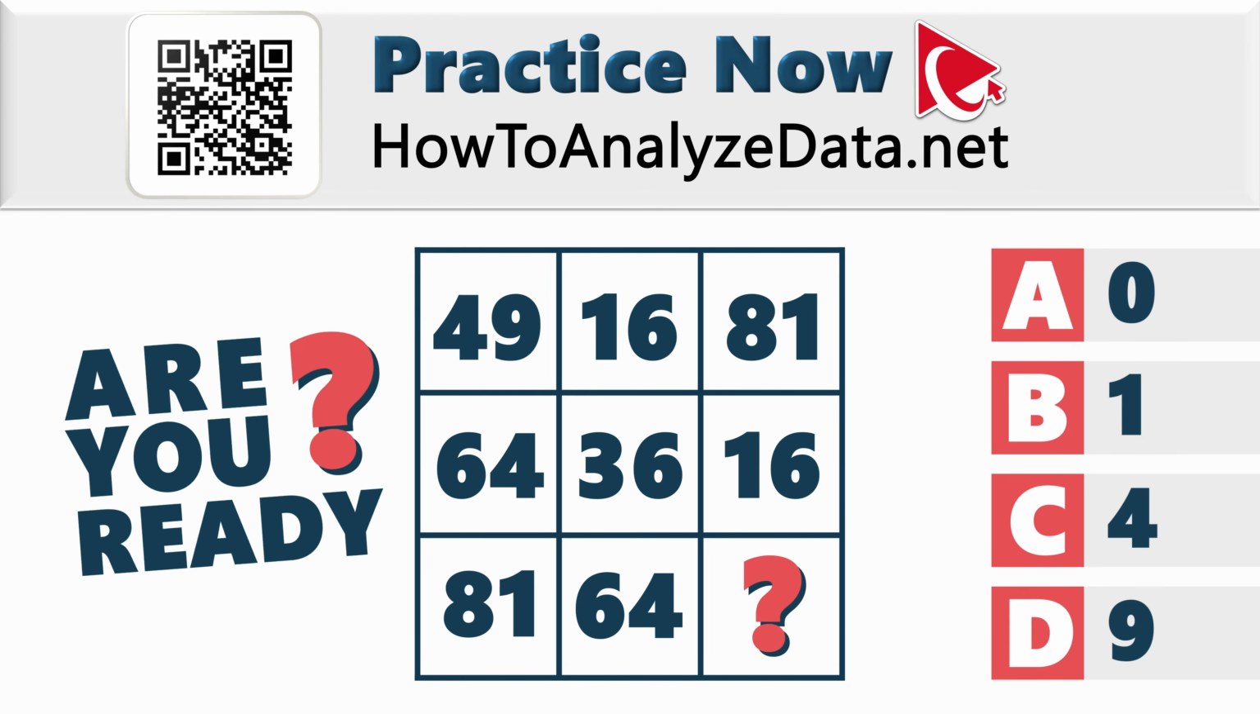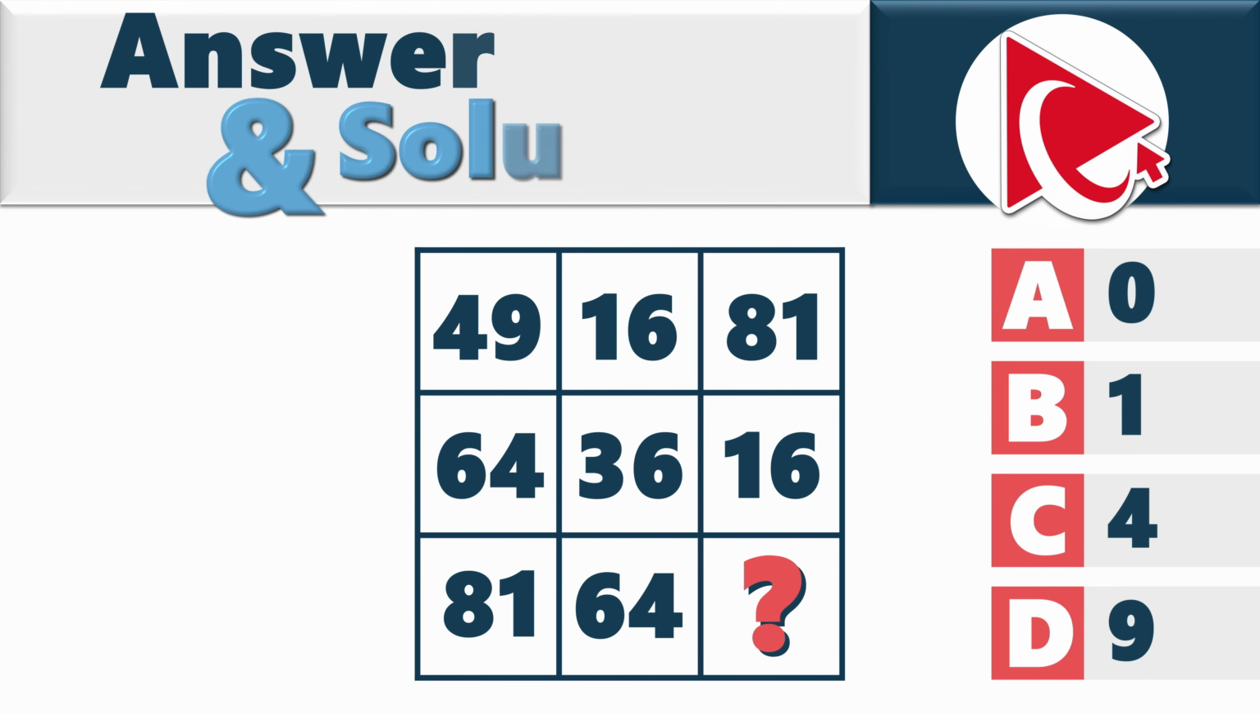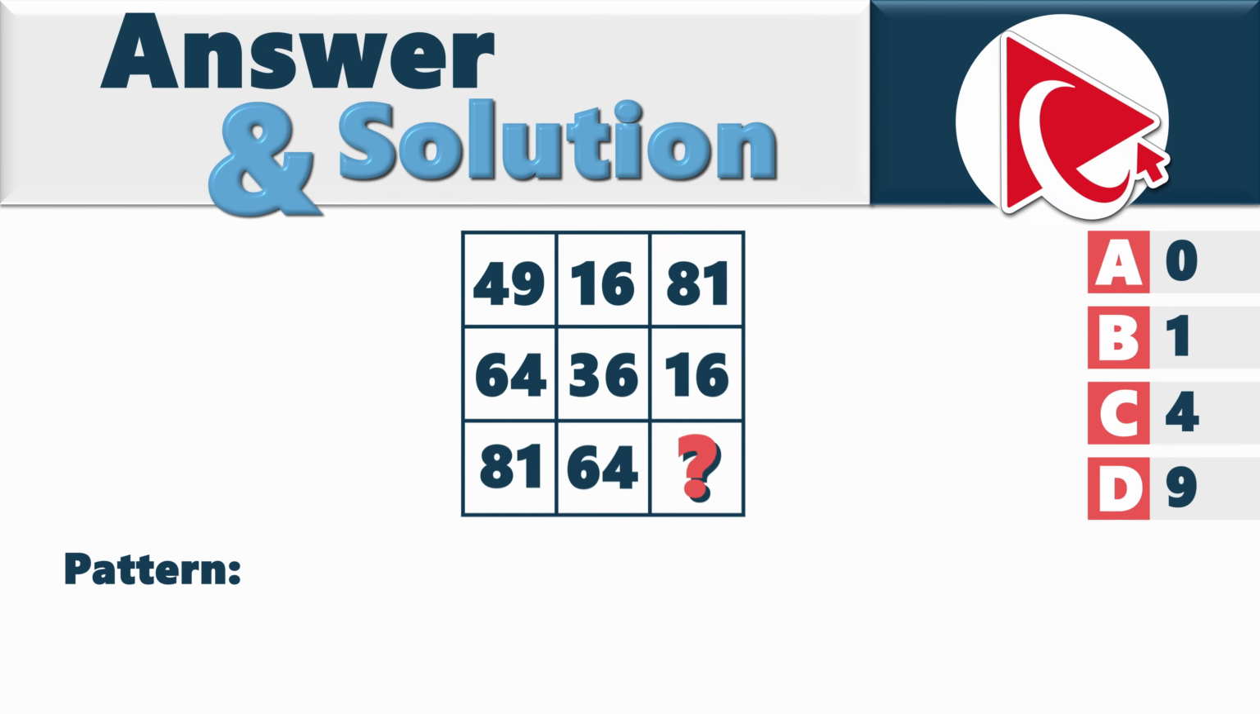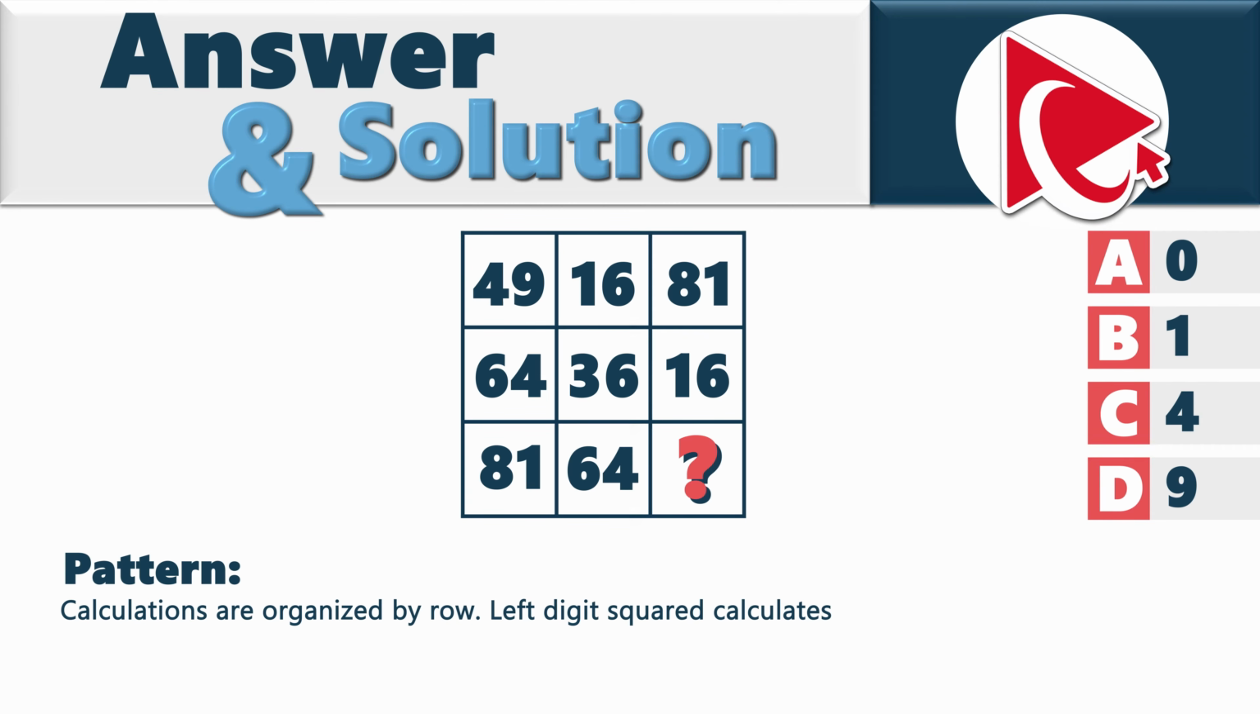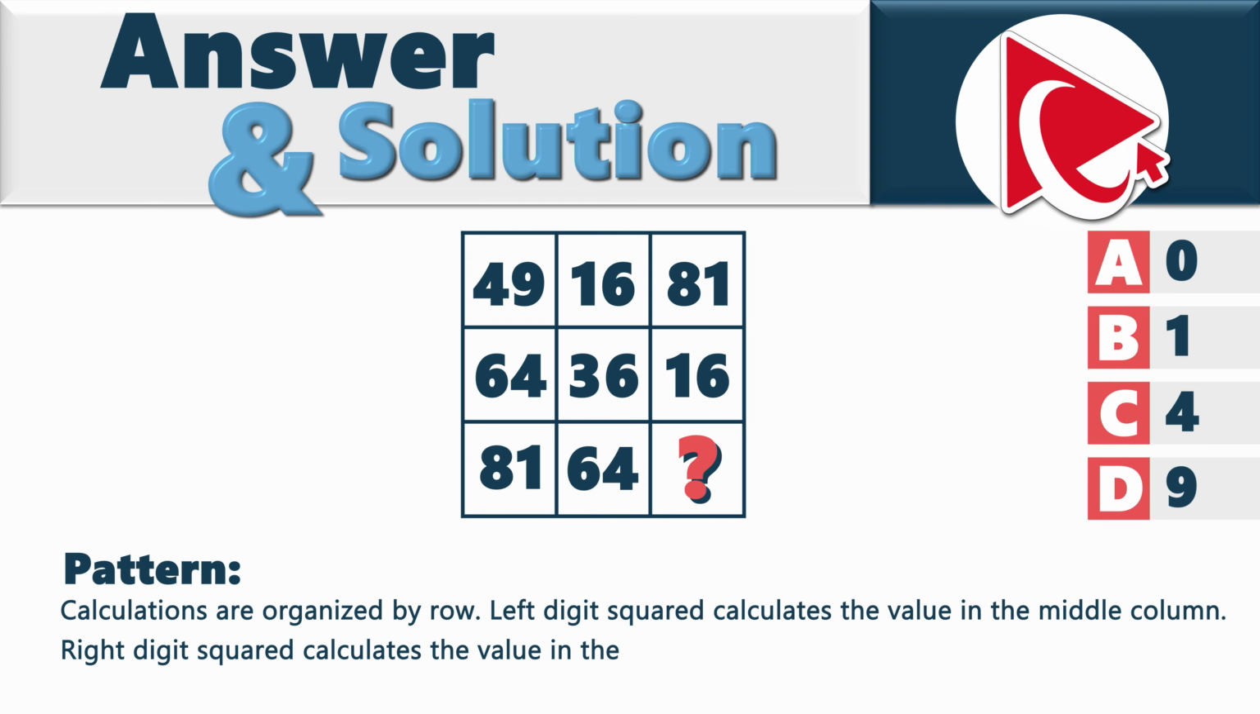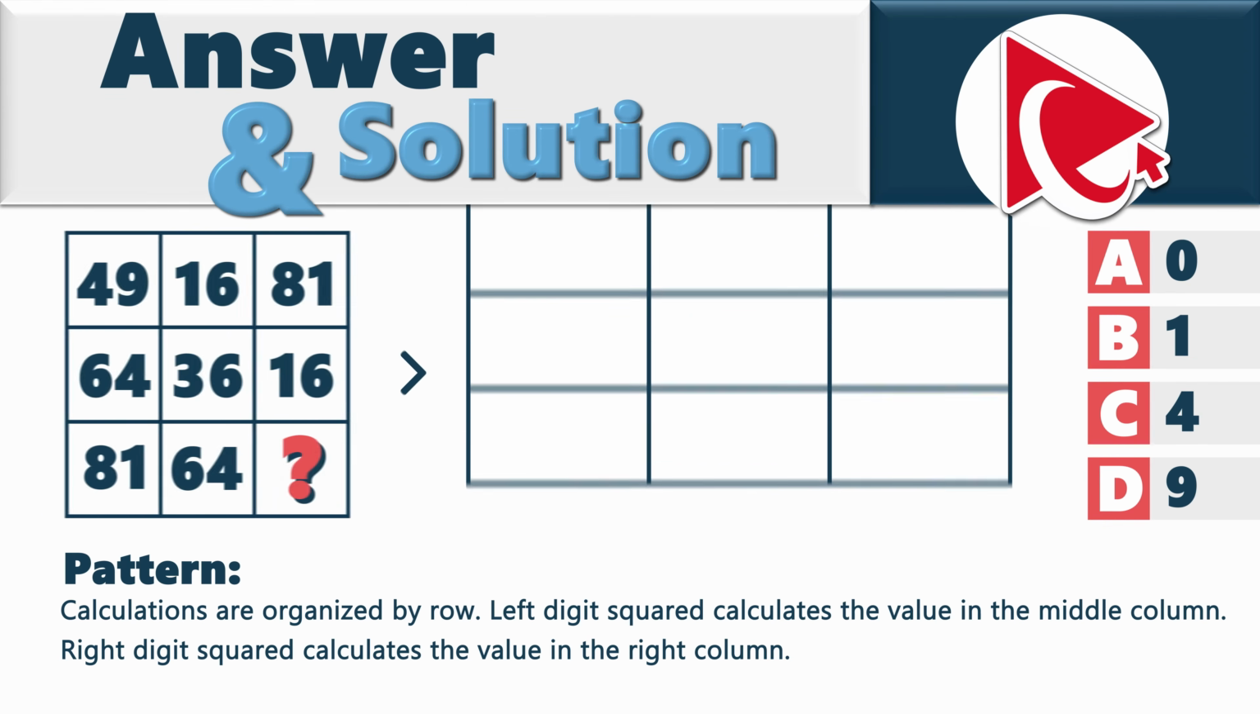Are you ready with your solution? To solve this challenge, we need to understand the pattern. And the pattern here is that calculations are organized by rows. Digits in the left column are used to calculate the values in the middle column and in the right column. Let's look at the specific examples.